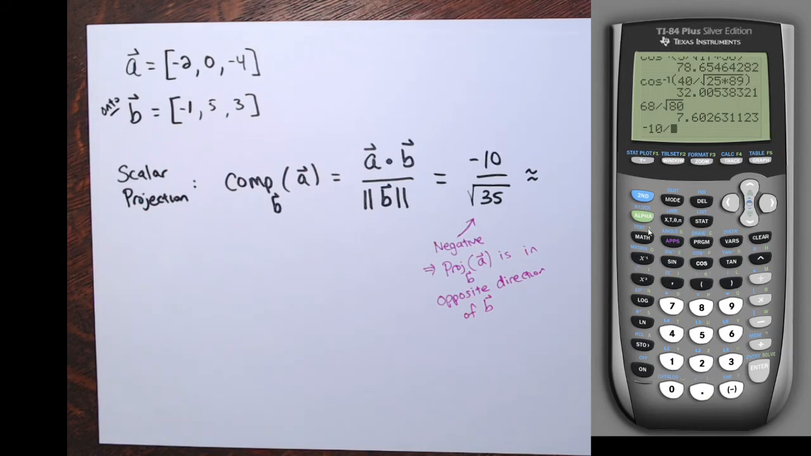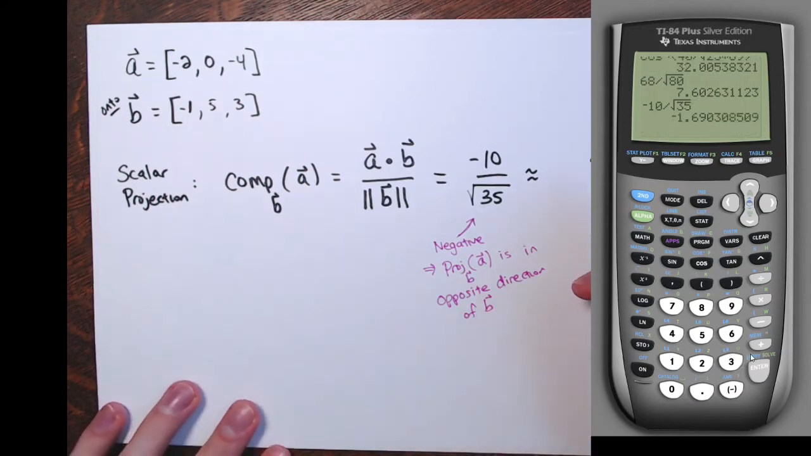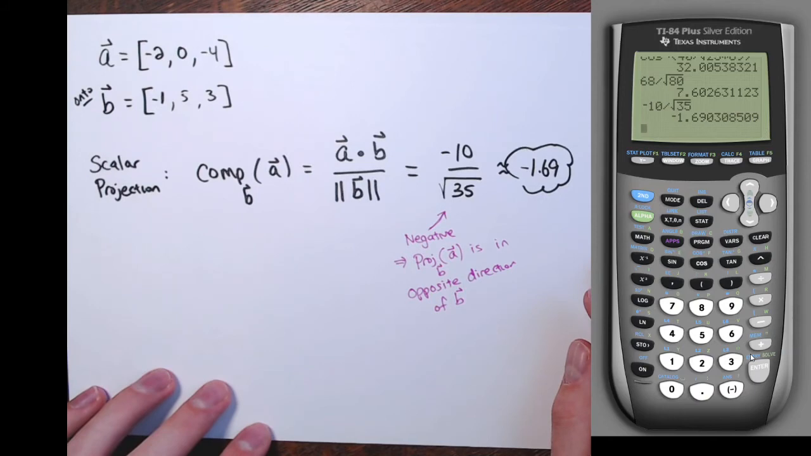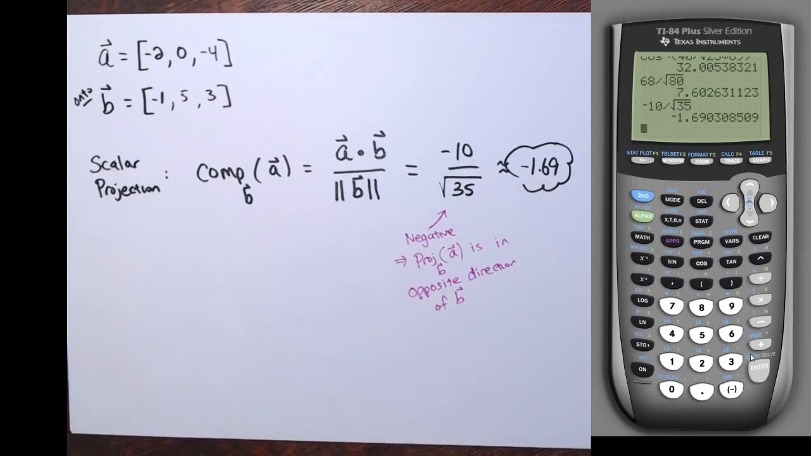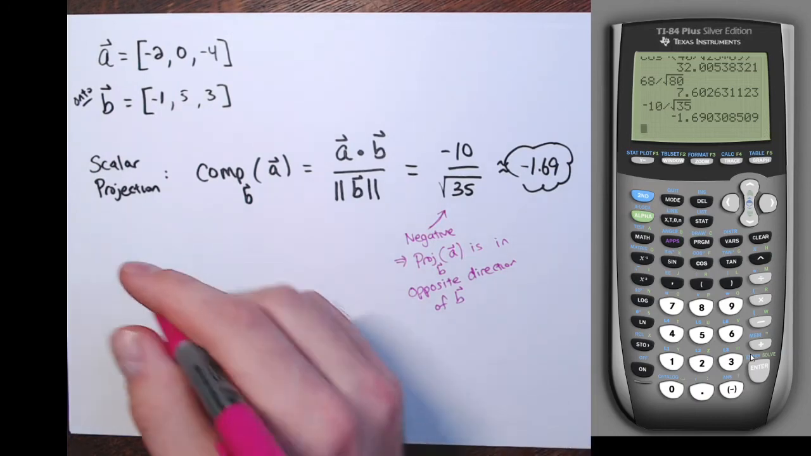Divided by the square root of 35. That's approximately -1.69 if I go to 2 decimal places like they're asking me. Okay, so the length of the projection vector would be 1.69 units long, just again in the opposite direction of vector B. And then the vector projection itself, what is that projection vector?